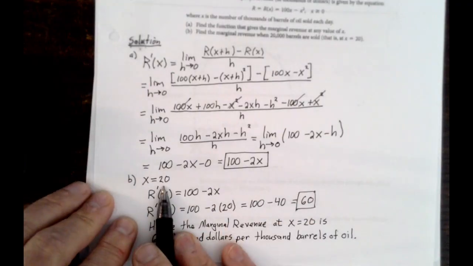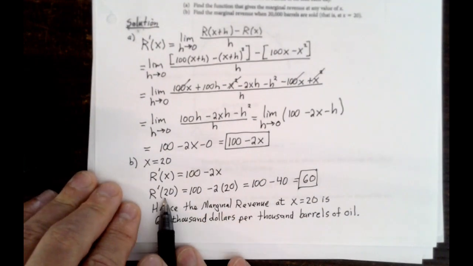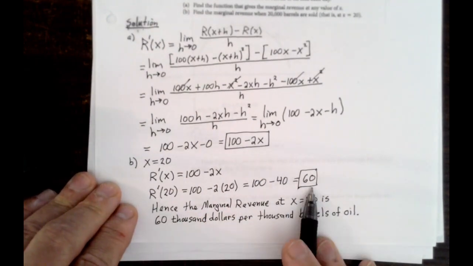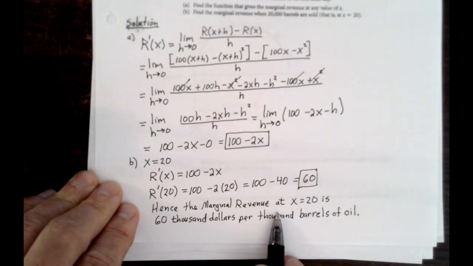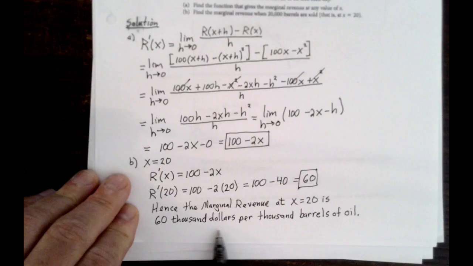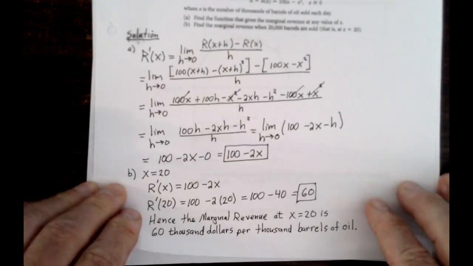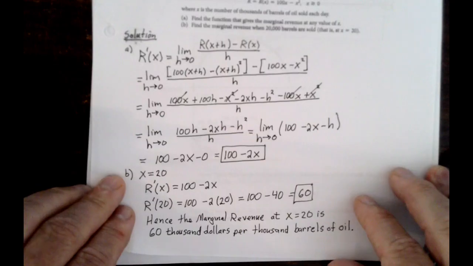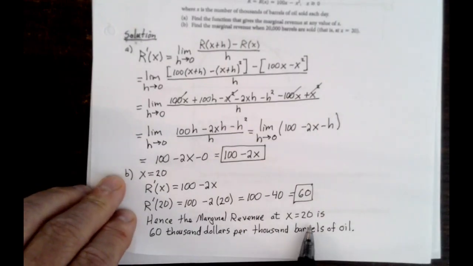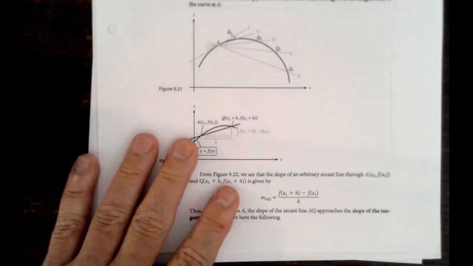Now if you want a specific value of x, you just plug in 20 for x and you get 60. Hence the marginal revenue at x equals 20 is 60, or $60,000 per 1,000 barrels of oil. So that's the rate of change of the revenue as you're producing 20,000 barrels of oil.